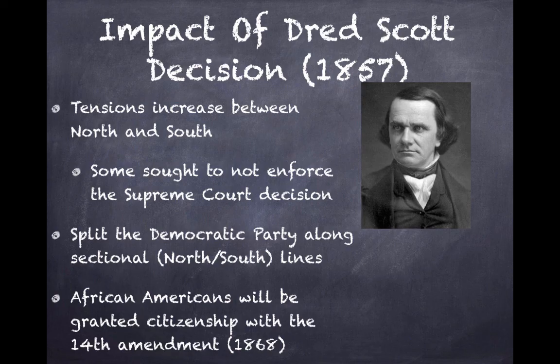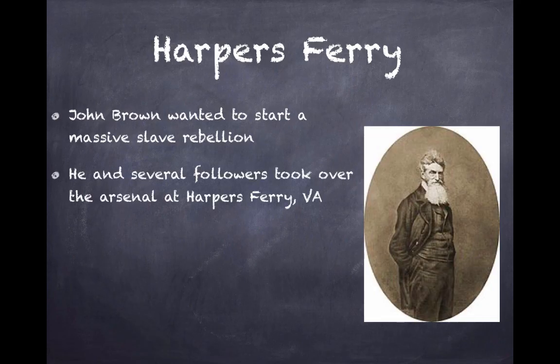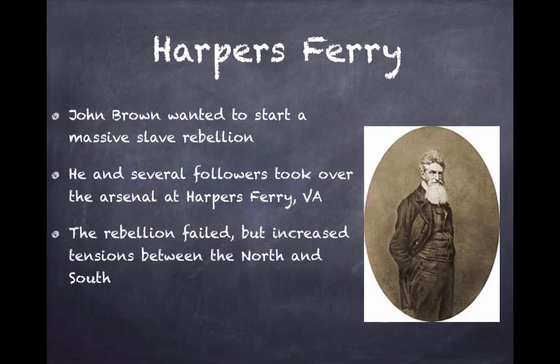So we'll finish up with Harpers Ferry, and this is John Brown again, the guy from Kansas. He wanted to start a massive slave rebellion, and he's pictured here at 59 years of age, just on the eve of starting this rebellion. So he and several followers took over the arsenal, and an arsenal is a place that stores weapons. There were 100,000 guns, rifles, stored at Harpers Ferry, Virginia, in this small little town about 60 miles away from Washington, D.C. The rebellion failed.